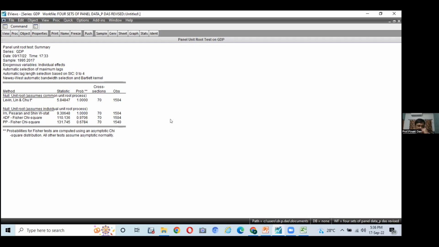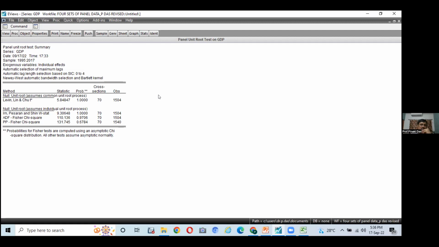If all these tests are statistically insignificant, then we can say that the null hypothesis is not rejected. What is the null hypothesis of the unit root test? It is non-stationary. As I have specified earlier in the PPT, the null hypothesis in the unit root test is non-stationary. And here the result of the test statistics shows that all tests are statistically insignificant. That is, the null hypothesis is not rejected for the variable GDP. For the GDP variable at level, it is non-stationary.